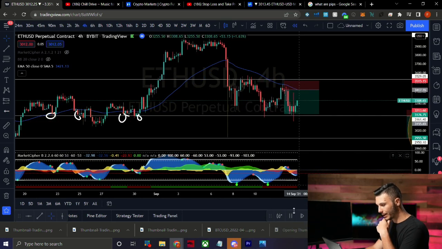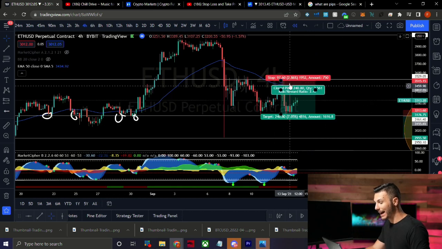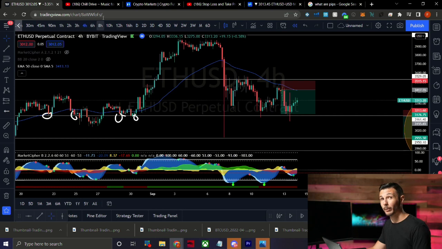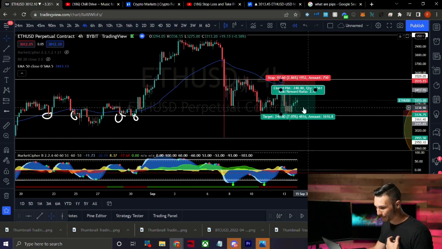So boom, there you go. We hit our take profit. And, you know, that would have been for a 7% gain, right? So we are on the 4-hour chart. Throw a little 10x leverage on it and turn that into 70% profit on your trade.